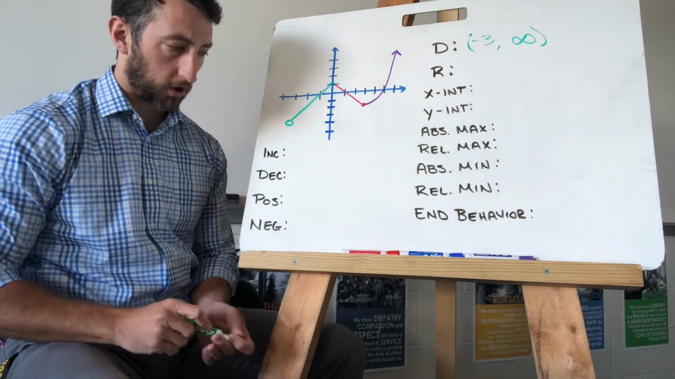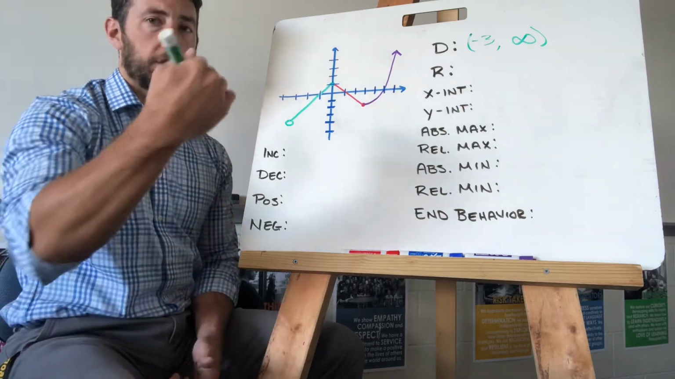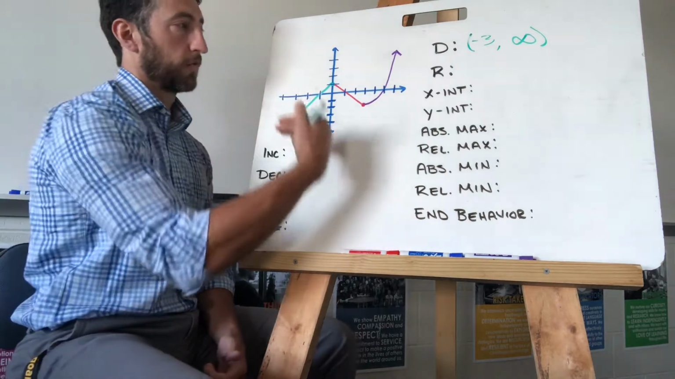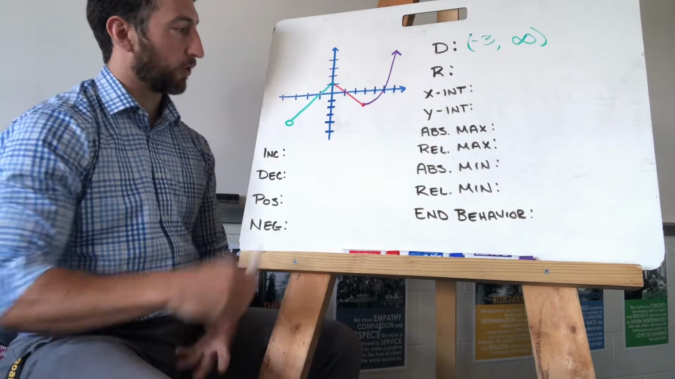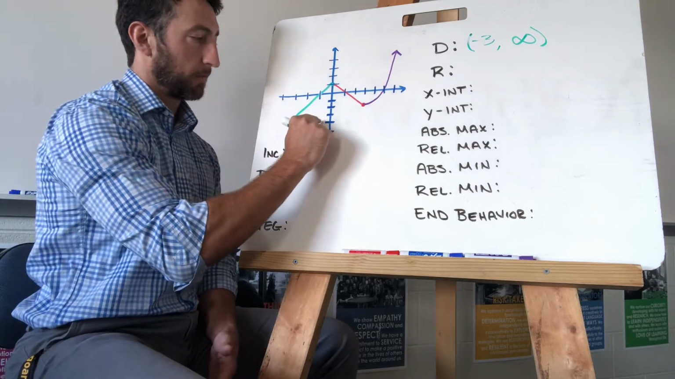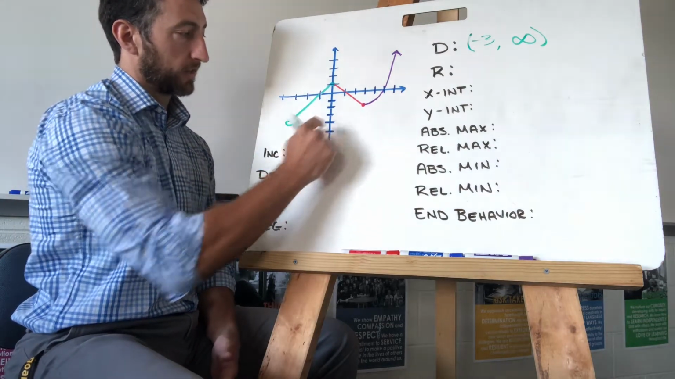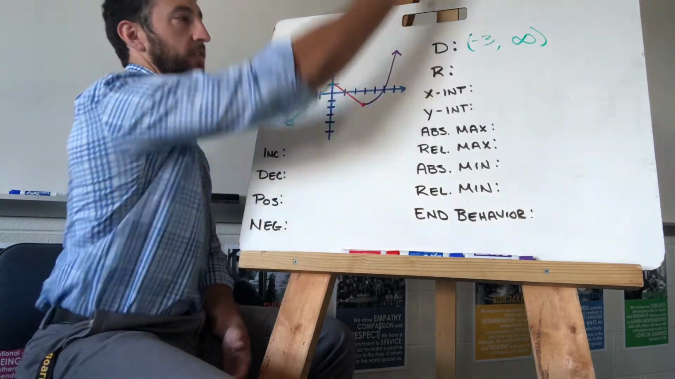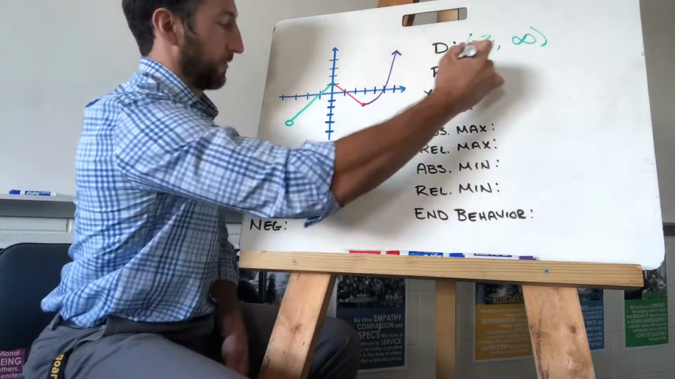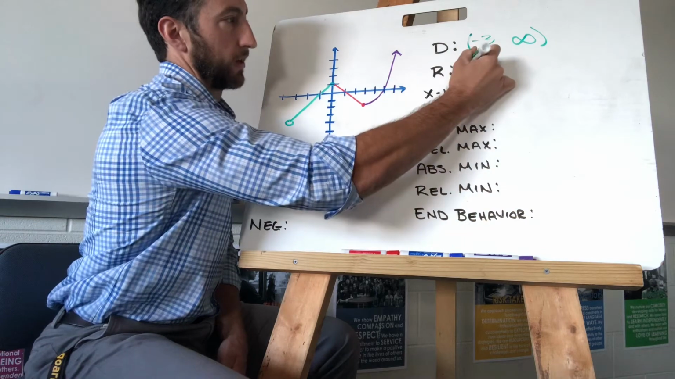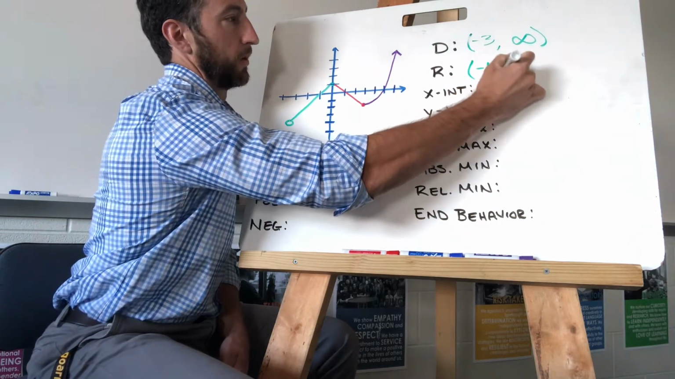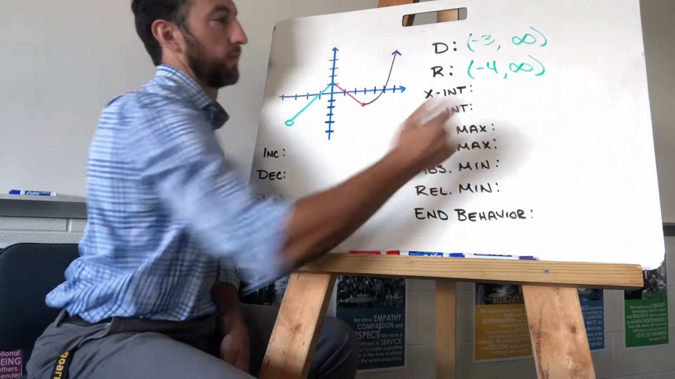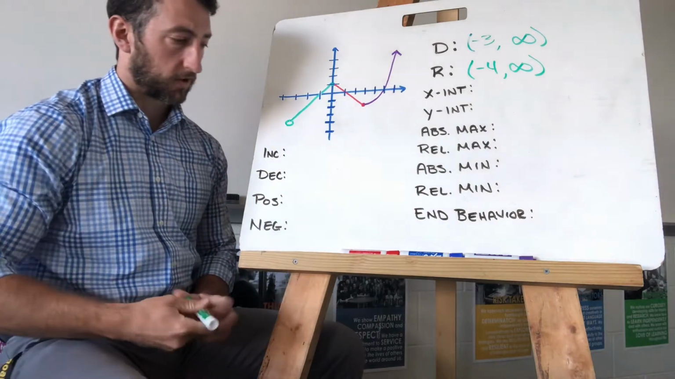All right, as for our range. Range is the set of all of our y's. So we're going to go from the bottom to the top. If you look here, this is our minimum point down here, so that's going to be at -4. It's also an open circle down here, so we're going to have a parentheses, and then this also goes on forever, so that's going to go to positive infinity. Again, we put the parentheses on that infinity sign.